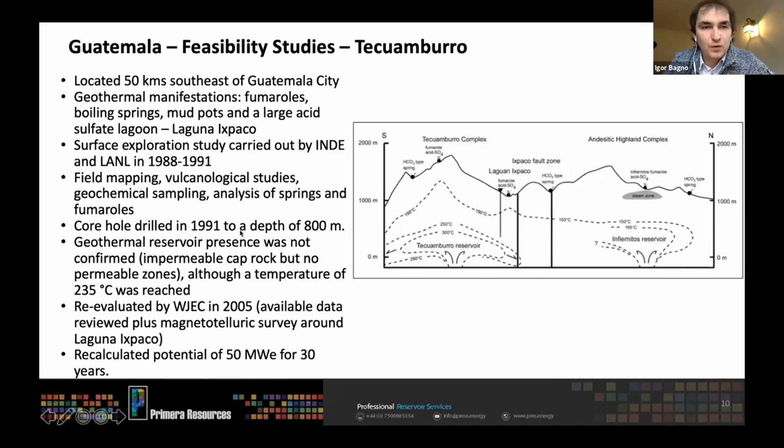They drilled a core hole to a depth of 800 meters, but the presence of the reservoir was not confirmed. So the rock was impermeable, although the temperature was good. And then the project was evaluated by a Japanese company in 2005. They reviewed all the available data, performed the magnetotelluric survey, which helped them to understand better the distribution of that water resource. Basically, helped them to map the resource based on resistivity measurements. And they recalculated the potential for that resource of 50 megawatt for a project which could last for 30 years.